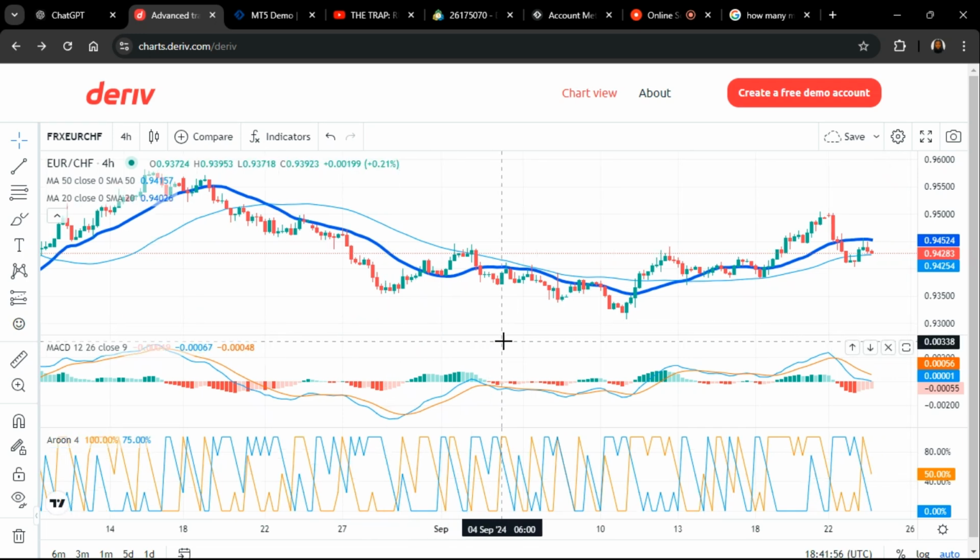Something else you also need to do is risk management. Ensure you are not risking more than 10% of your account. That is very important.